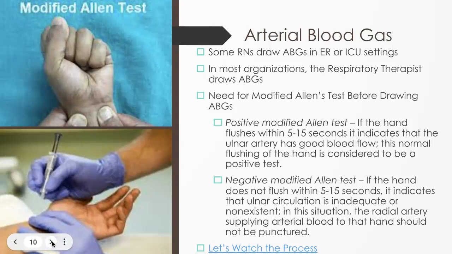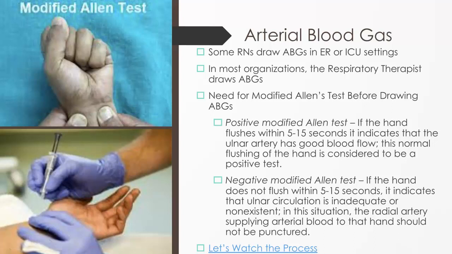All right, so moving on to arterial blood gases. Some RNs are able to draw ABGs in the ER or ICU settings. Where I worked, on the cardiovascular step-down unit, we had a lot of cardiac patients, open heart patients, and thoracotomy patients who had the potential for really declining, so we were specially trained to draw ABGs on that unit, and that's pretty uncommon for a telemetry unit. In most organizations, the respiratory therapist can draw the ABGs.